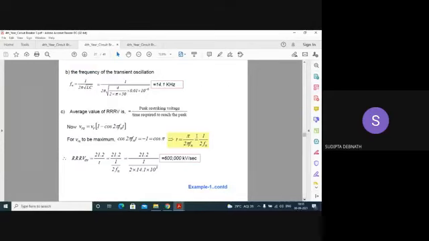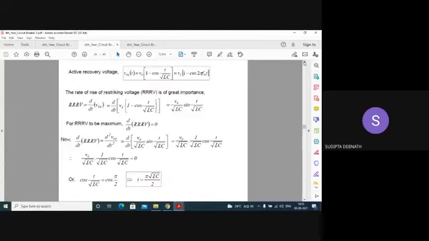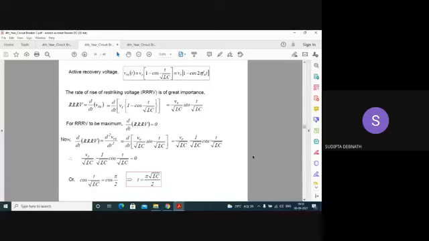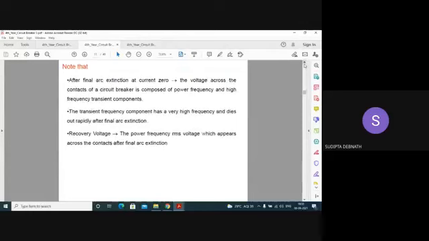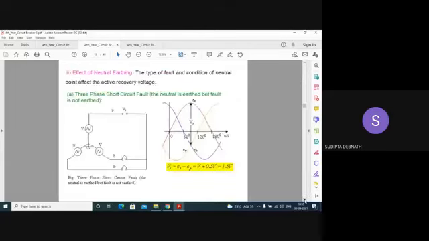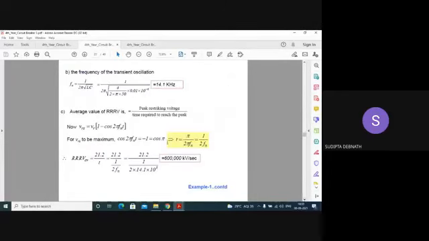What is the frequency of oscillation? Frequency of oscillation is 1 by 2 pi root LC, that we have already seen. This is the frequency of oscillation of that restriking voltage. See, this is the natural frequency of oscillation, 1 by 2 pi root LC.